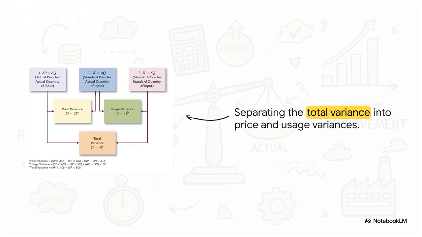Did we spend more because we used way too much raw material, or maybe because our workers took way too many hours to finish the job? Linking these two elements conceptually is absolutely crucial for proper business decision modeling, because it tells you exactly where the bleeding is actually coming from.